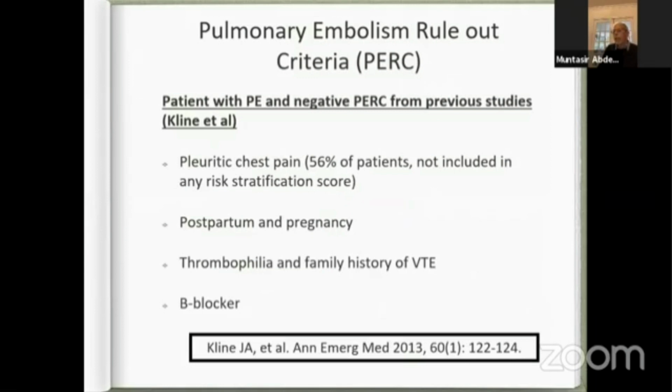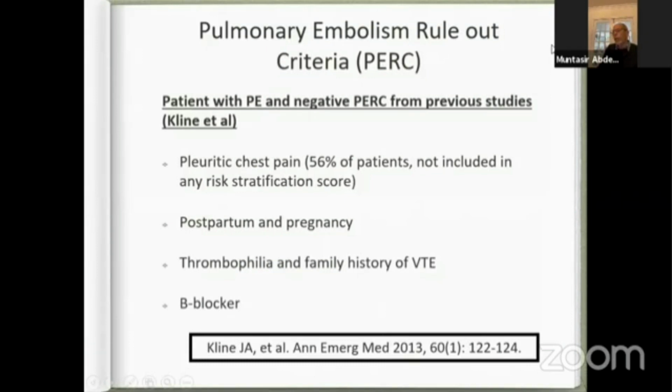PERC criteria has got some limitations. One of the limitations is that pleuritic chest pain is not included in the criteria, and they found that in people with pleuritic chest pain, when you use PERC criteria, the chance of missing PE is higher than normal, and therefore this is one of the limitations of PERC.